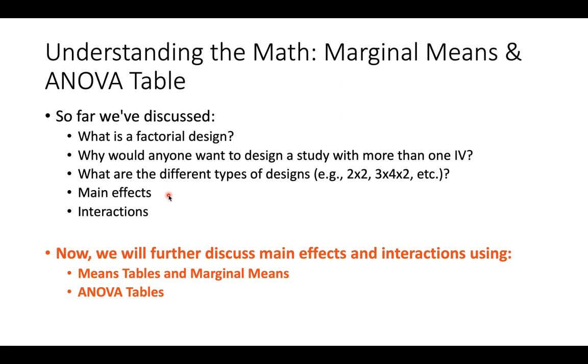Meaning we're going to talk about starting to make real decisions from a statistical test about interpreting both these main effects and interactions. So we're going to start with what are called means tables and marginal means. And then we're going to look at actual statistical significance testing with ANOVA tables and talk about how we're going to use these two things together in order to understand where our effects are found in any particular factorial ANOVA.